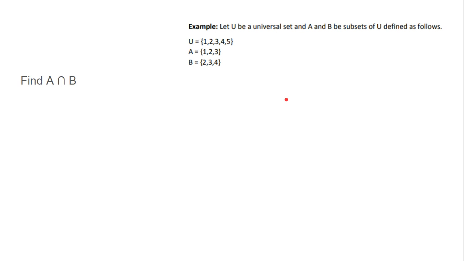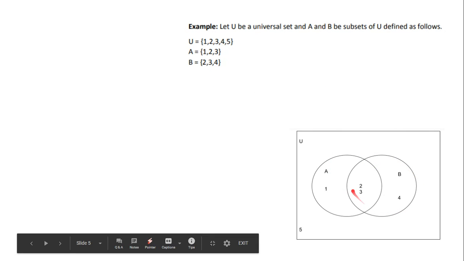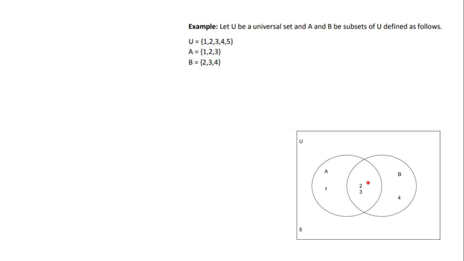Now, A intersect B, I'm looking for all the things that are in the middle of A and B, and you can see from here you have 2 and 3. So when you look at my Venn diagram, you can see in the middle, the only things that they have in common are 2 and 3. So that's why my answer to A intersection B is 2 and 3.